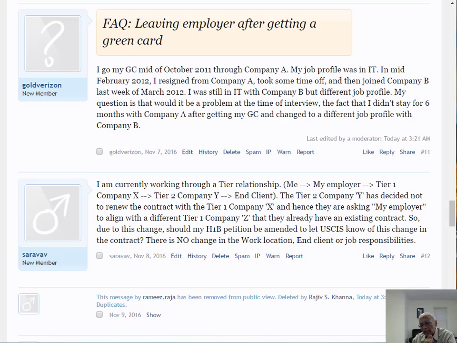Now remember, I used the word intention. Intention is a state of mind. It can only be investigated and determined through your statements and through the circumstances surrounding your particular case.